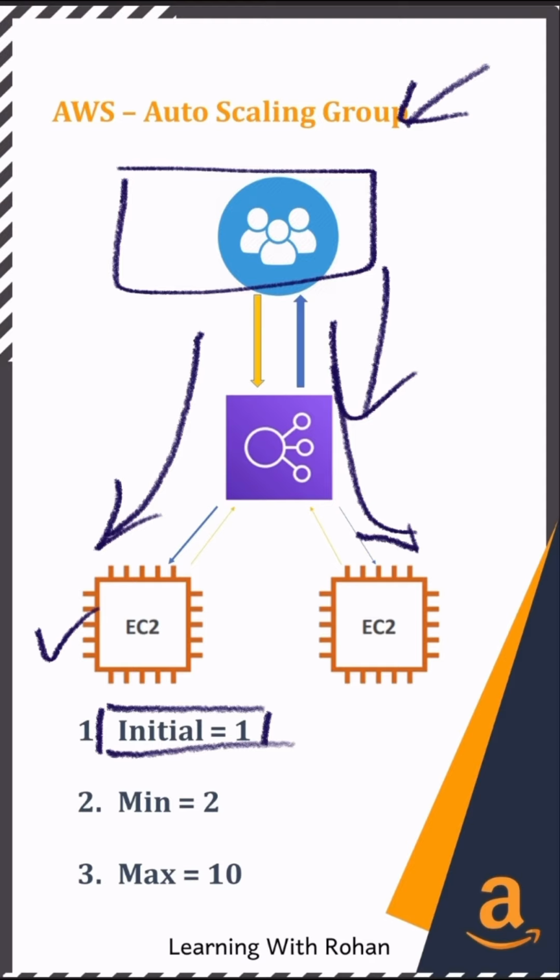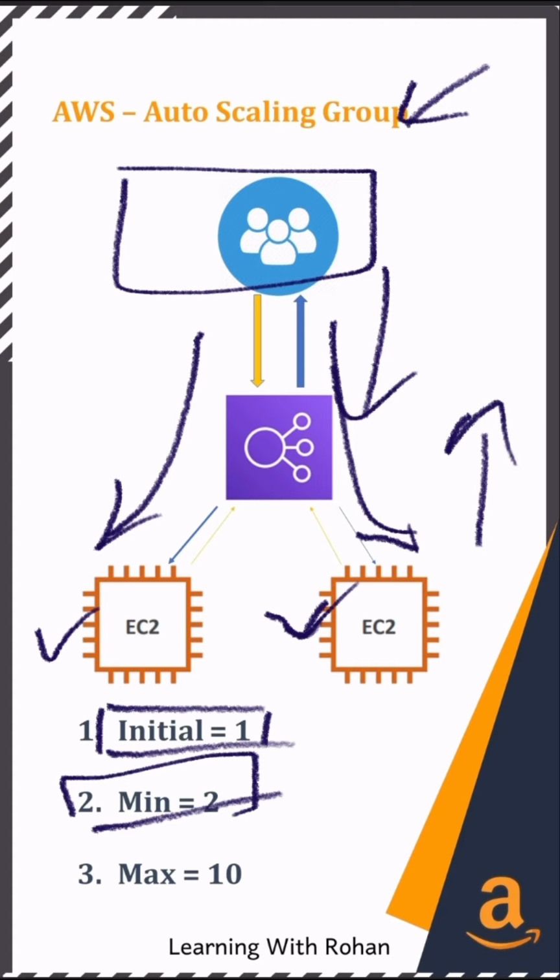And once this is started, you may want to set a minimum number of EC2 instances that are required whether there is user activity or not, right? At least there should be 2 EC2 instances that should support the application 24/7. And during the peak hours, let's say there are more users trying to access the application, you can actually set the other parameter, which is max equal to 10.